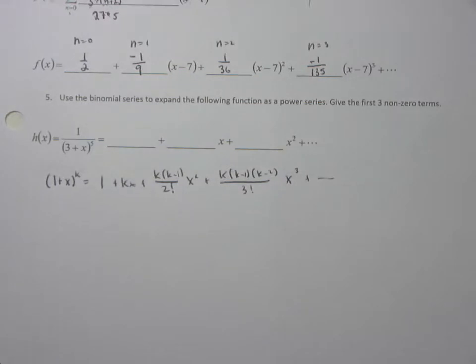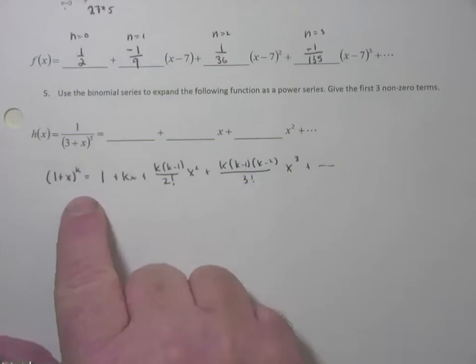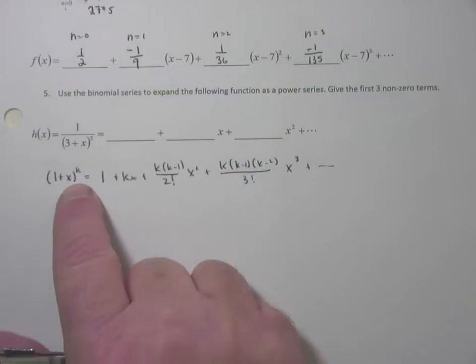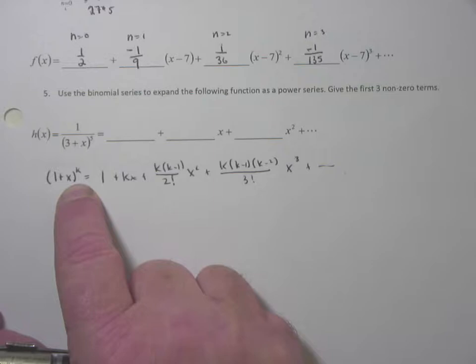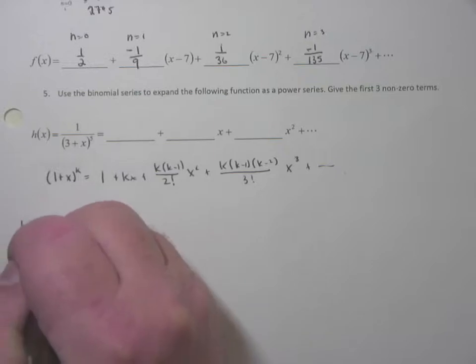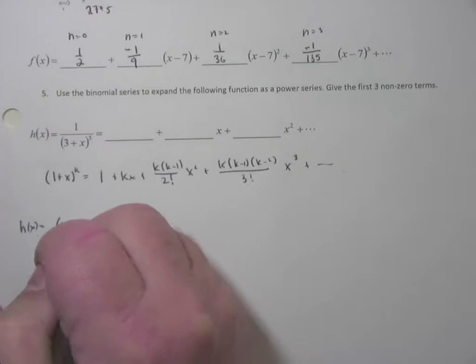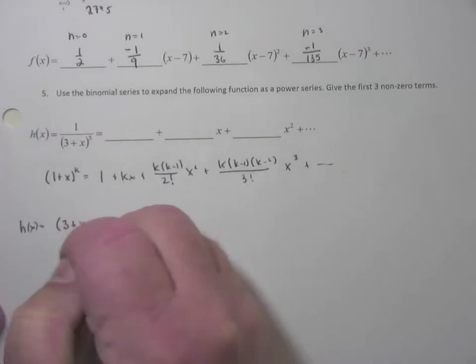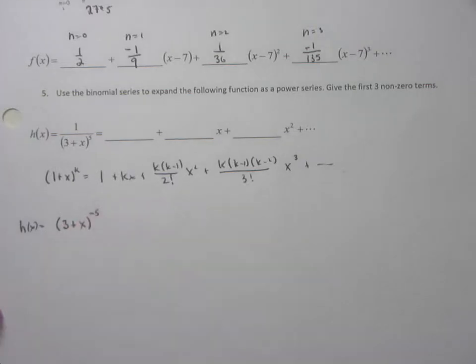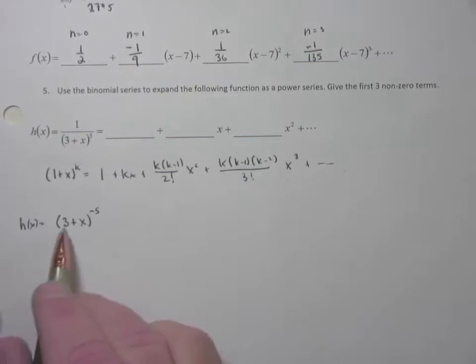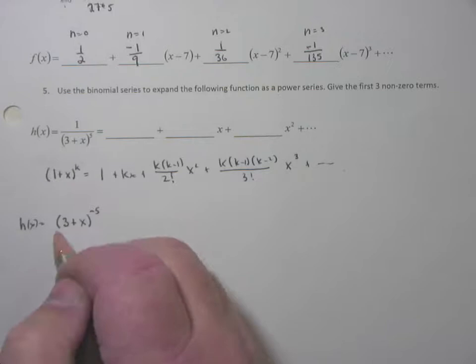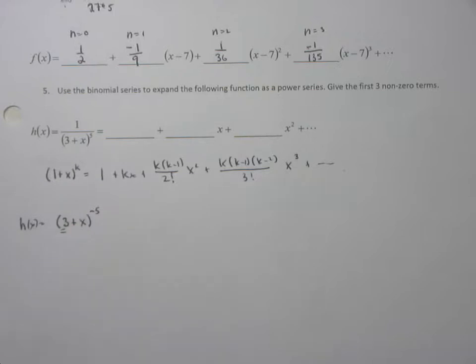My problem is this function doesn't look like 1 plus x to the k. So let's make it look like this. It's algebra. So h of x is equal to, I don't like stuff on the bottom, so I'm going to bring it to the top. That's going to give me 3 plus x to the negative 5th. But my problem is I need to have a 1 in this position. My problem is where the 3 is at. So let me show you what you need to do in terms of the algebra here.